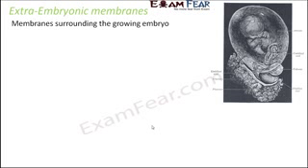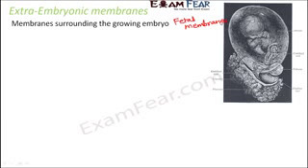The embryo needs a huge amount of protection because it is a very delicate structure that is getting formed step by step inside the mother's womb. So to ensure a good amount of protection to the embryo, there are a lot of membranes which surround the embryo, and these membranes are called extra-embryonic membranes. So membranes surrounding the growing embryo are called extra-embryonic membranes. They are also known as fetal membranes because they surround the fetus.